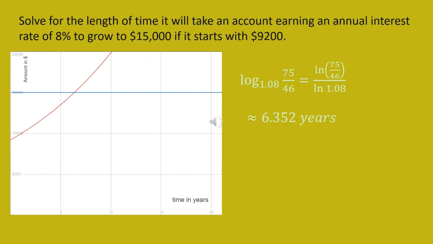Typing that on the calculator, we get approximately 6.352 years. As we saw from the graph, it was somewhere between 6 years and 7 years. My account will have $15,000.